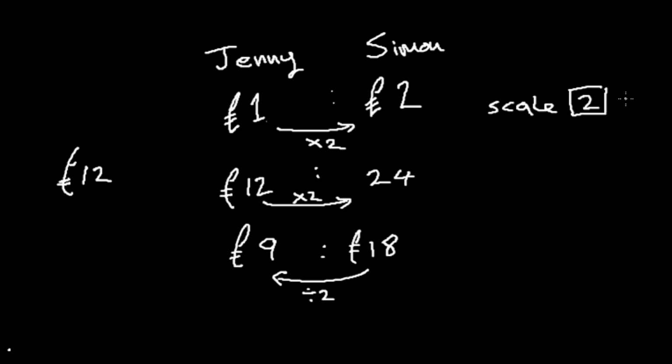So just to recap on this one, to find the scale, you need to have 2 amounts already that are linked together, that have a relationship. In this relationship, you can see that when Jenny gets £1, Simon gets £2, and because those 2 amounts of money are related every time they make some money, that's how you can find the scale from those 2 related items.